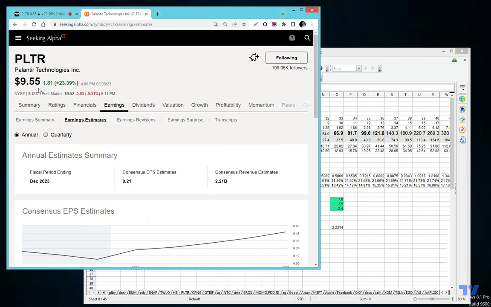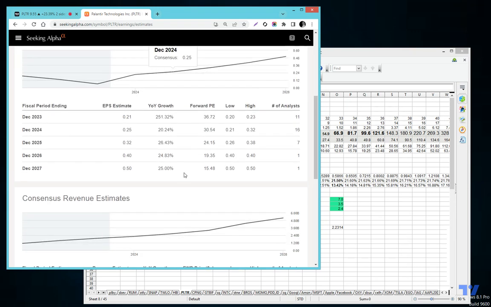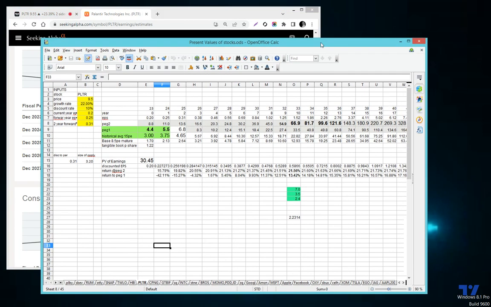Here is Seeking Alpha. You punch in your symbol and I have 4 years of earnings. As you can see, these are the estimates, from 21 cents expected this year, 25 cents the following year, then 32, eventually 50 cents and 27. We can estimate an approximate growth rate, and with every quarter, they're going to change, so this is not set in stone. We punch it into our worksheet and I have 22%.